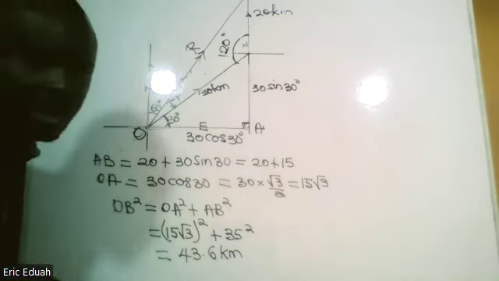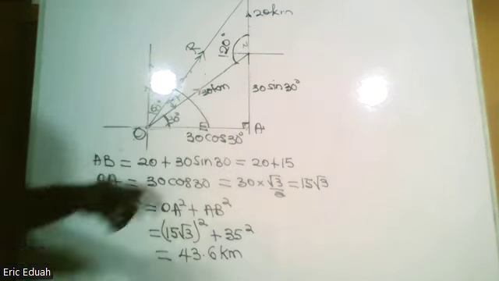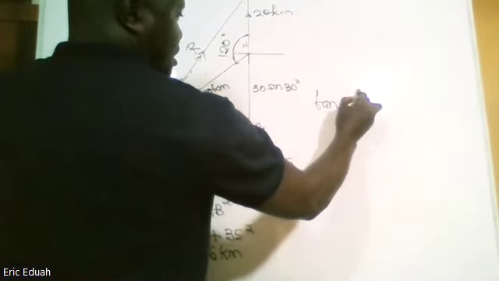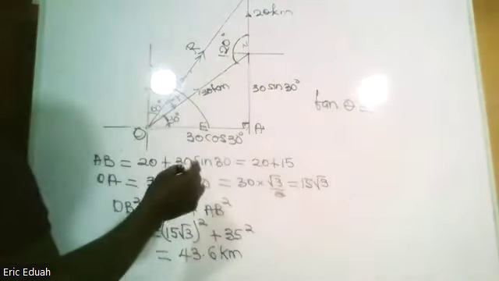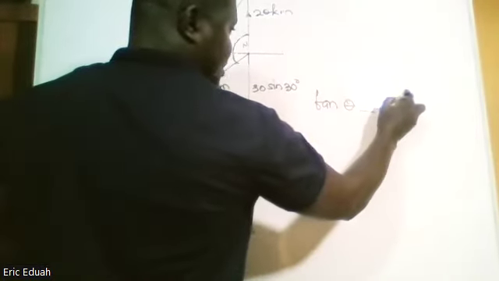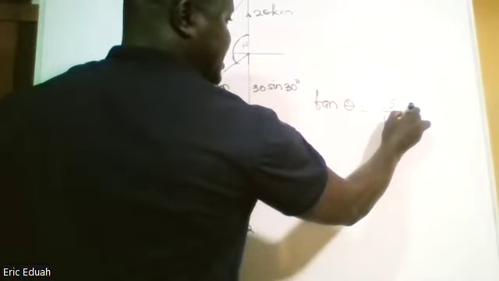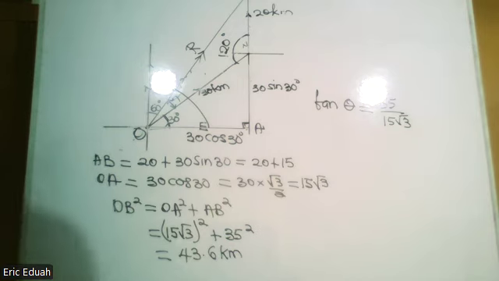Direction to the, direction from the east, this whole angle. Once you have the opposite and the adjacent, you are good to go. So tan of theta, let's use theta to represent the direction from the east, is AB, which is 35, divided by OA, which is 15 root 3. And you get the same angle. So these are the three different ways of solving this problem. If you have any question, bring it up. If you don't have any question, then we move on.